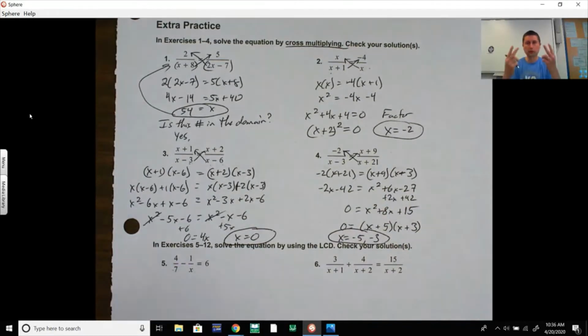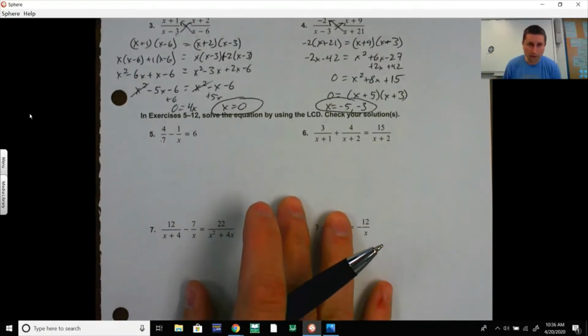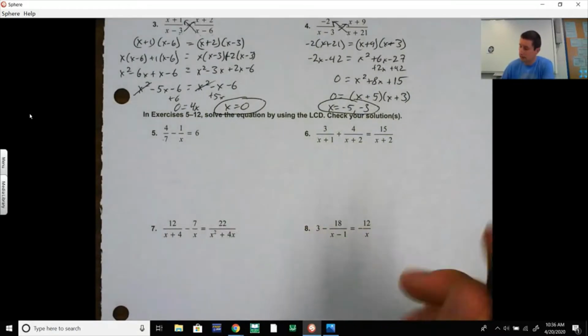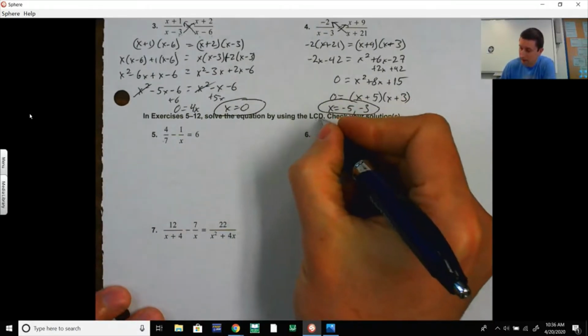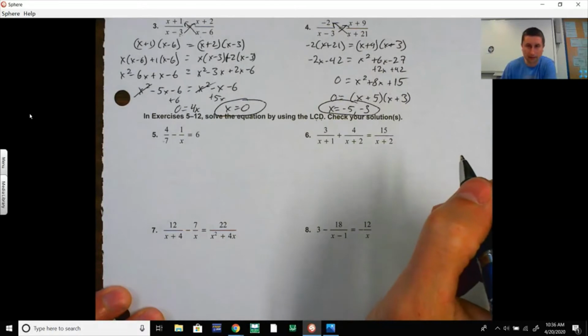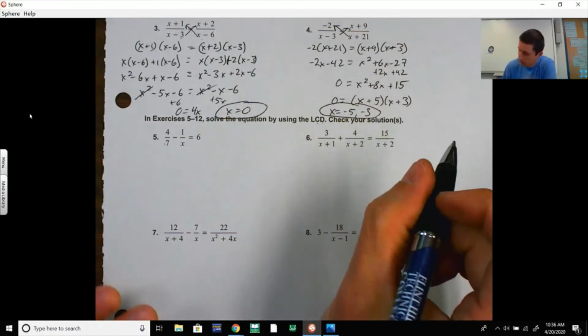Okay, so if you have two parts, get them on different sides of the equal sign and then cross multiply it. Now we get into the three parts. Solve the equation by using an LCD. LCD is least common denominator. Okay, that'll be a little bit new for some of you.